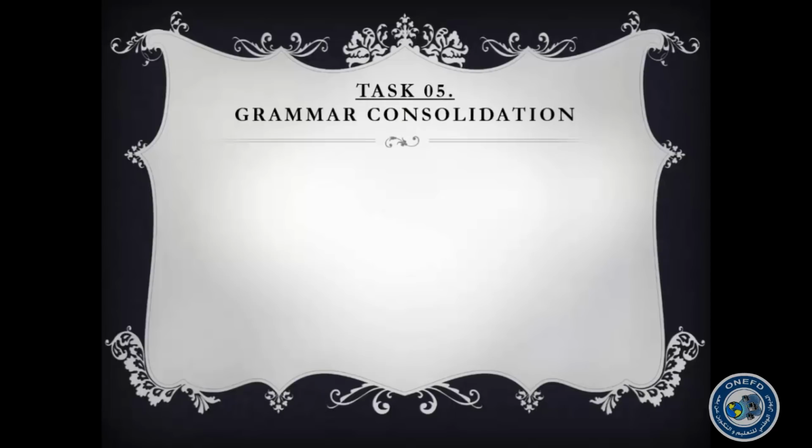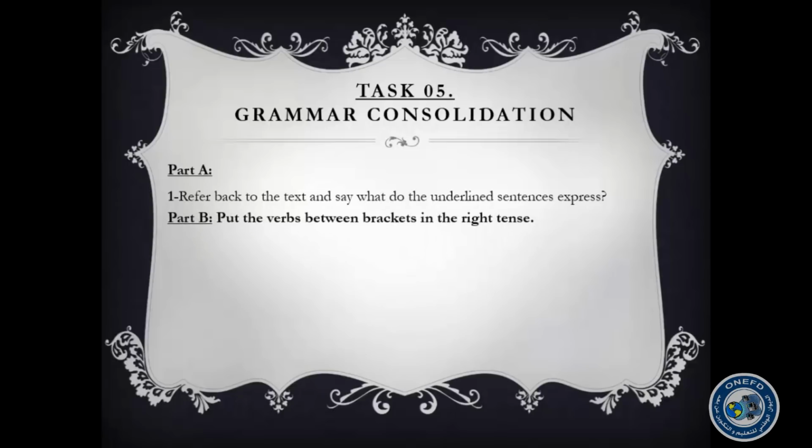So task 5 is about grammar consolidation. So here we are going to revise and consolidate some grammatical points. So the first part, or part A in task 5, is question number 1. Refer back to the text and say what the underlined sentences express. So feel free to pause the video, go back to the text, and you will find two sentences that are underlined and say what they express.